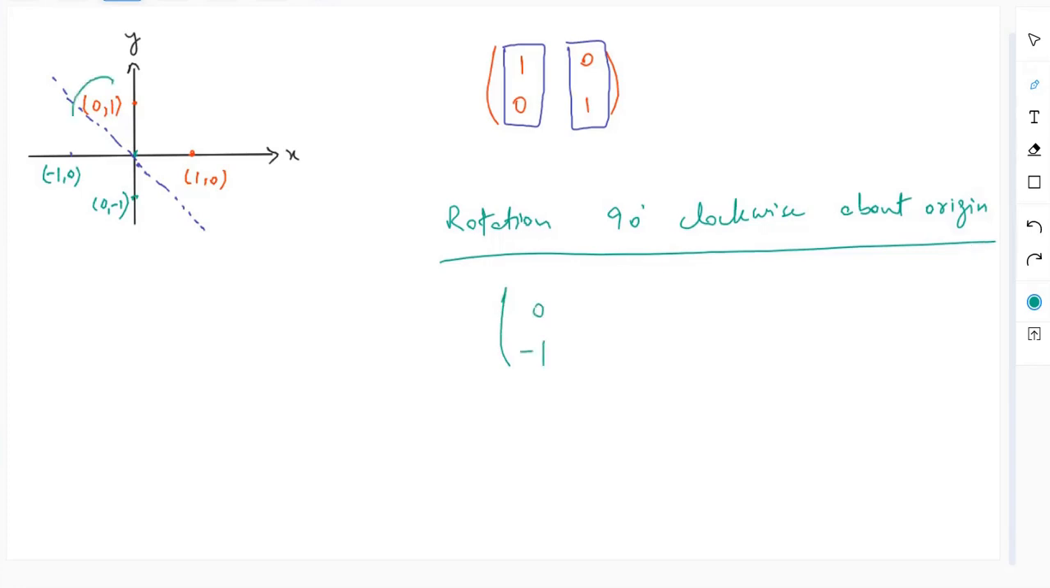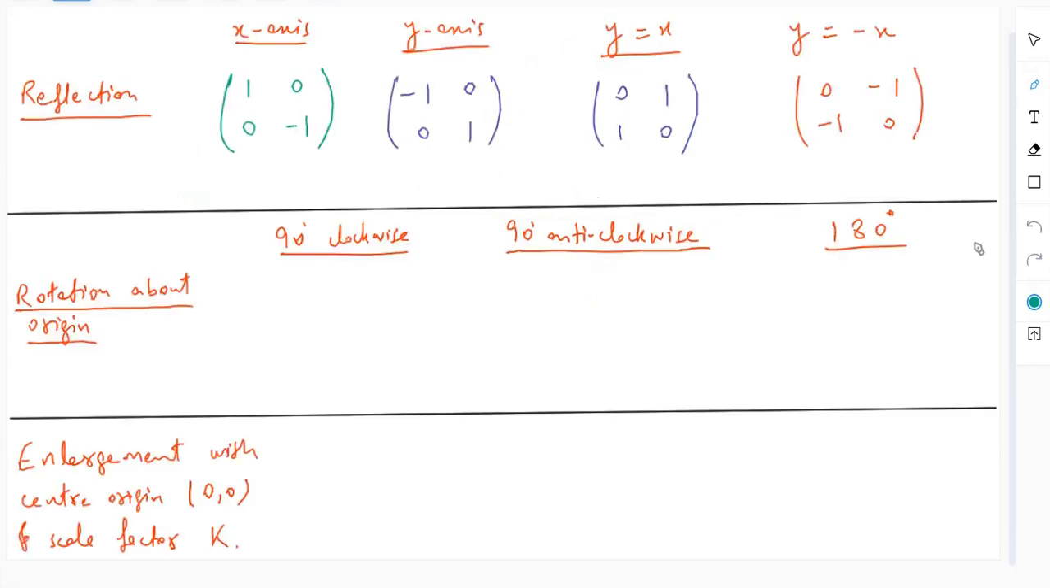So what happens to this point there? 0 1. It was up there. It goes to the right. It becomes 1 0. That's your second point. You've got 1 0 there. Very good. So that's your rotation 90 degrees clockwise about the origin. You write that matrix there: 0 minus 1 and 1 0. That's your 90 degrees clockwise rotation.